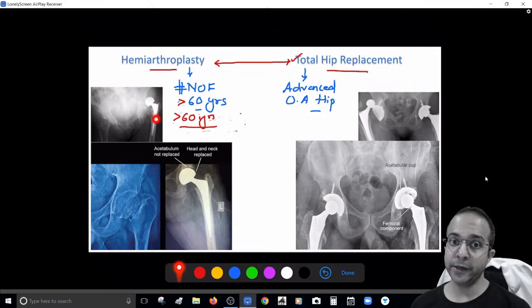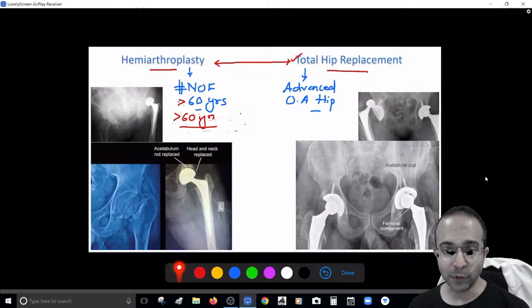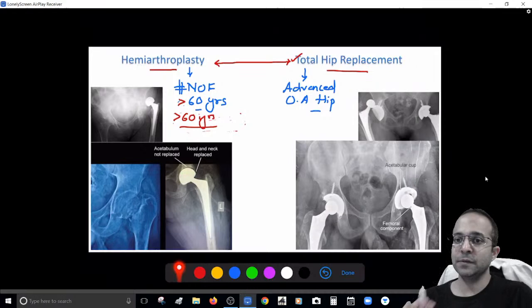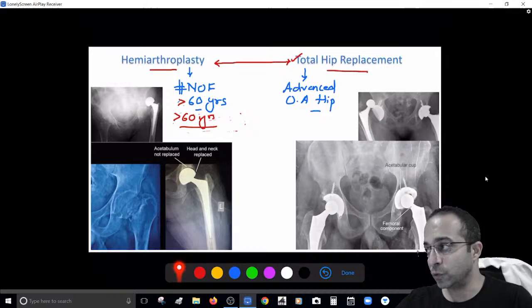But if you see this X-ray of a dislocated total hip replacement, I hope you can see the two different components. There's an acetabular part and there's a femoral part. So two different things replaced. Femur side replaced, acetabulum replaced. So I hope you've clearly understood the difference between the two surgeries.